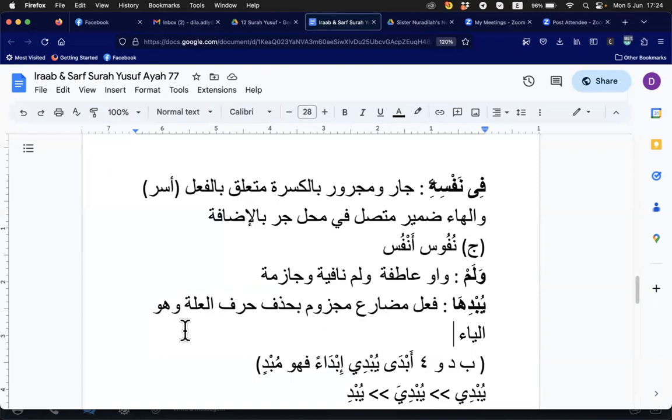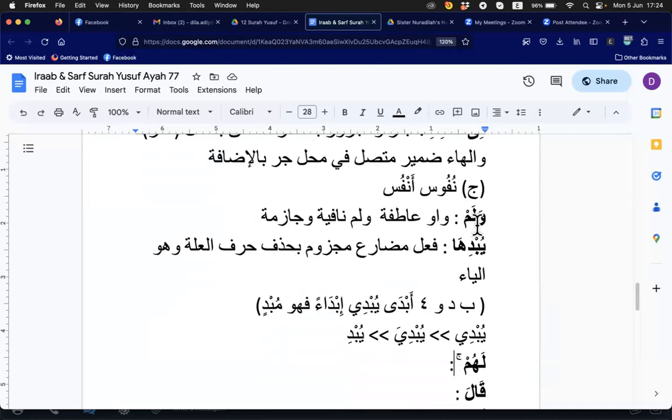And what is our fa'il here on the yubdi? It starts with a ya, so the fa'il is huwa. Wal fa'il huwa. Huwa is what kind of domir? Domir mustatir. Jawazan or wujuban? Jawazan. And then takdiruhu huwa.